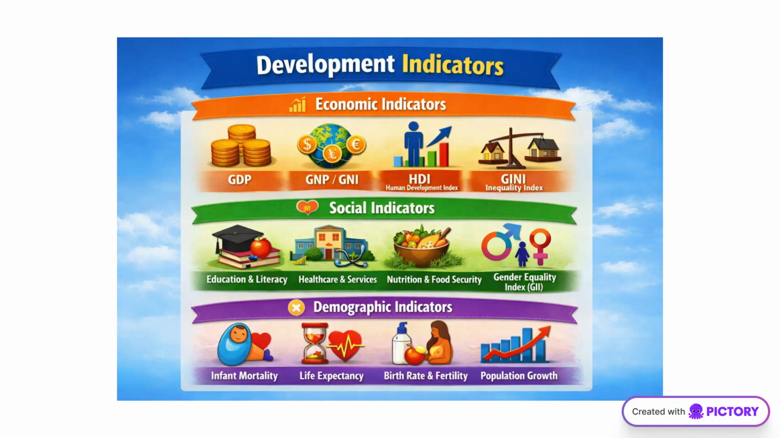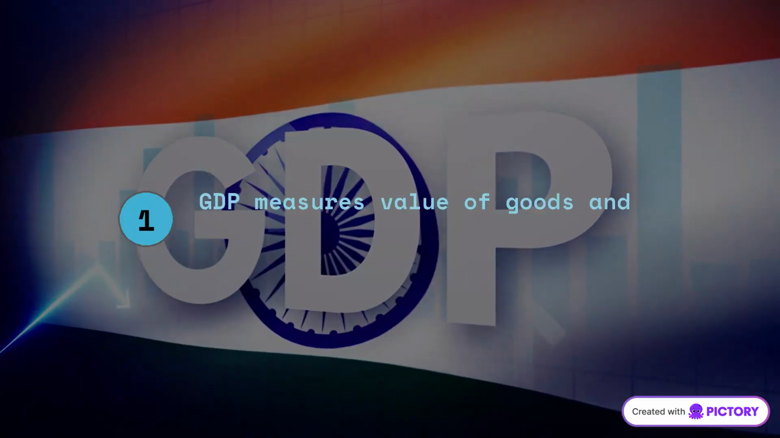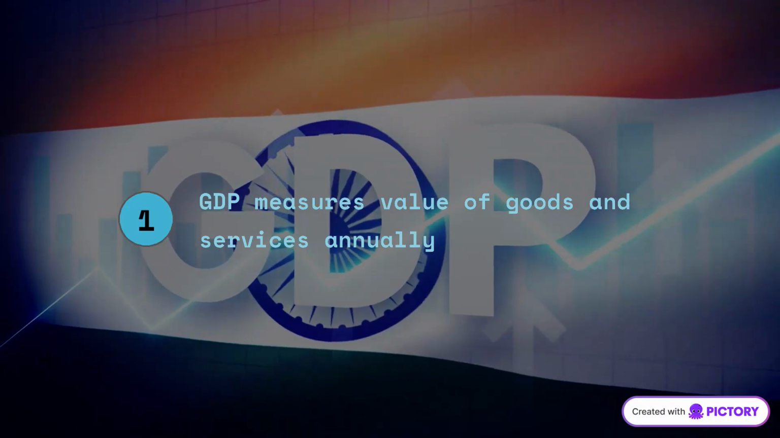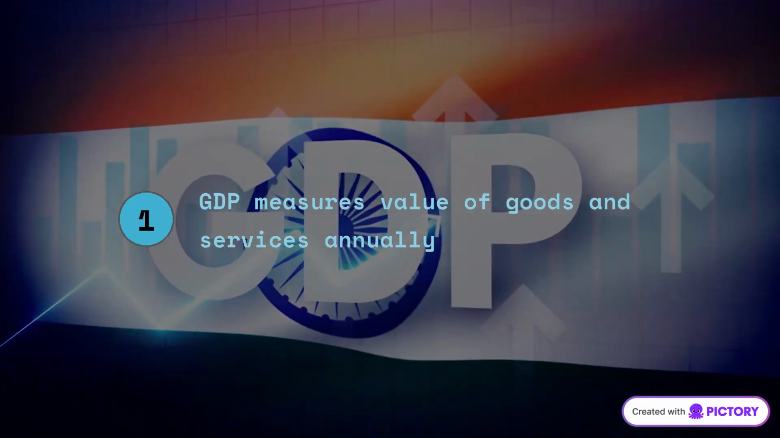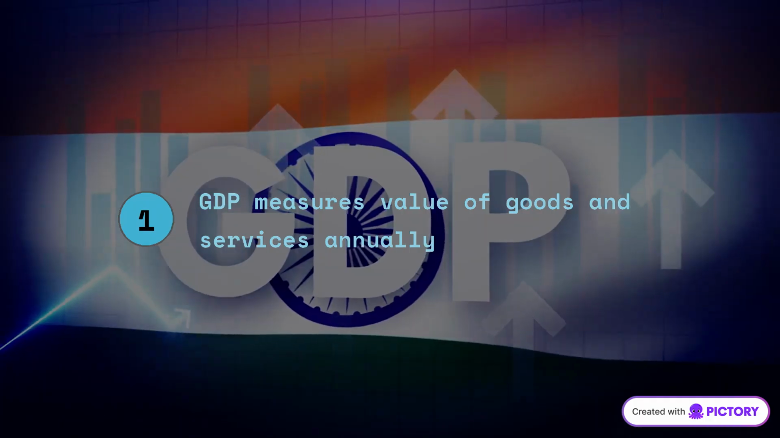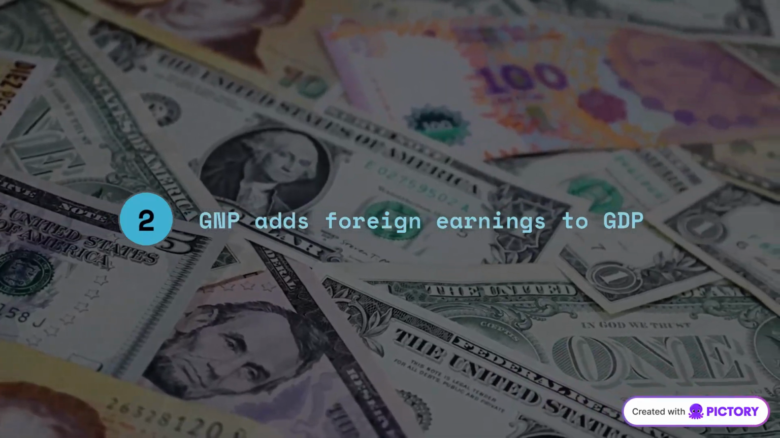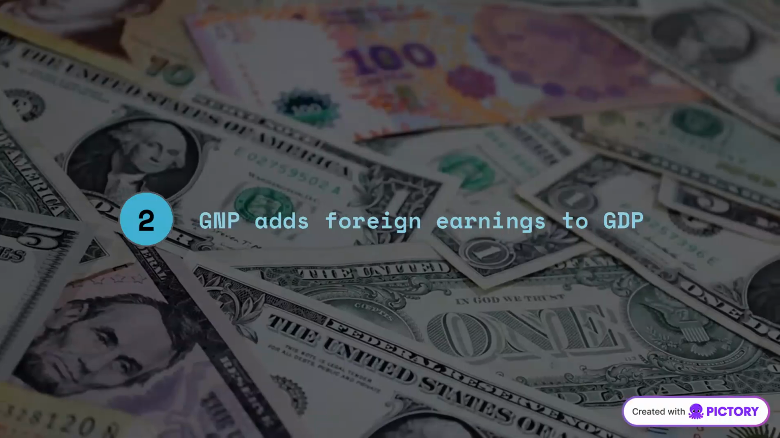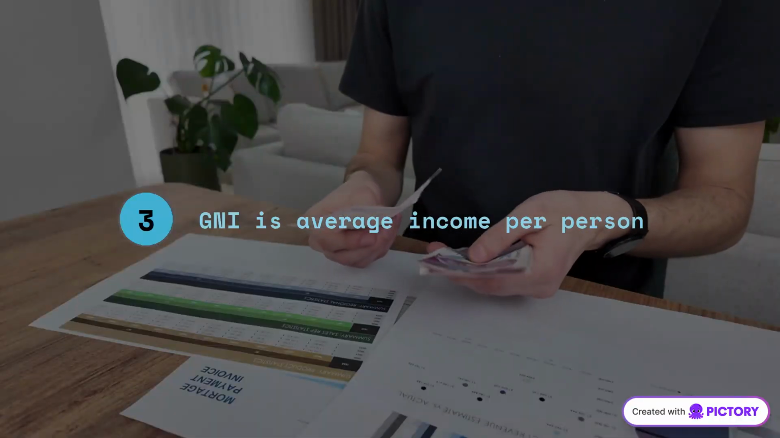To measure development, we use several indicators. Economic indicators include GDP, the value of goods and services produced in a year, excluding imports and exports. GNP, which adds foreign earnings to GDP. GNI, the average income per person.